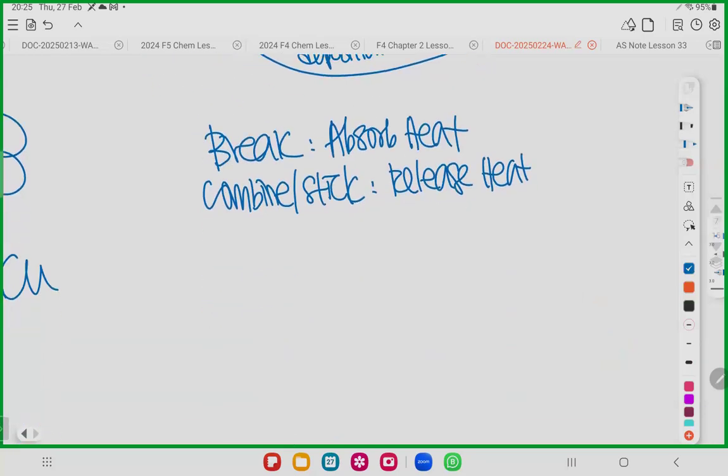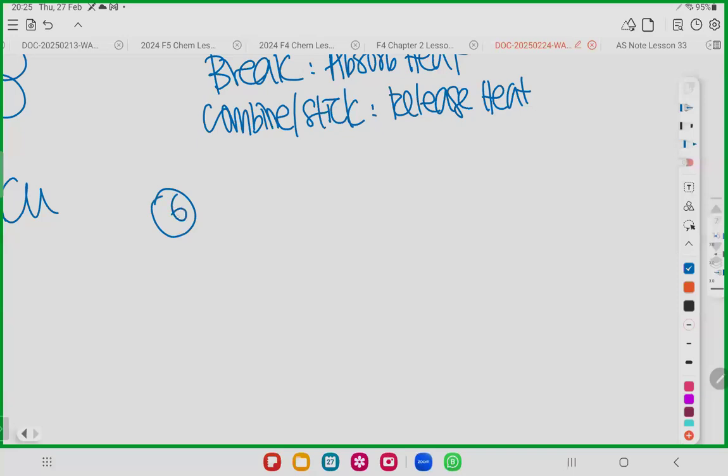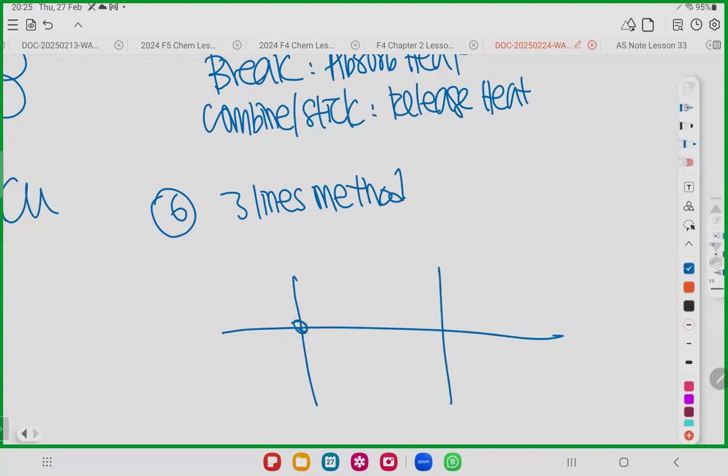Okay? So what else did we learn? We also learned about the three lines method, right? The three lines method is a method that can help us predict whether the substance is a solid, liquid, or gas at a specific temperature you want. So just draw three lines. The first intersection is the melting point. The second intersection is the boiling point. Everything here is a solid. Everything here is a liquid. Everything here is a gas.